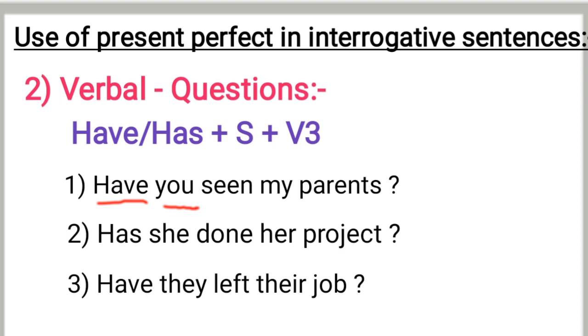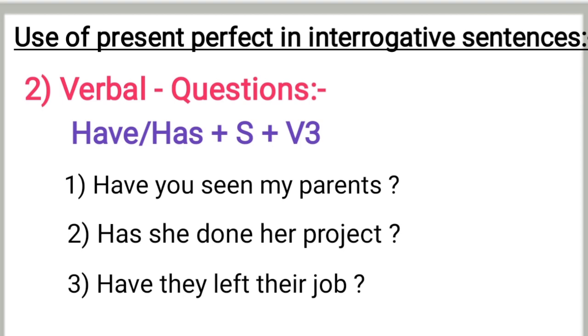After you I use seen, which is the third form of verb see, then my parents, which is the remaining part of the sentence, and then question mark. And now you can answer this question also with yes or no. For example, have you seen my parents? You will reply either yes or no. That's why verbal questions are also called yes no type questions, because you can answer these questions by saying only yes or no.